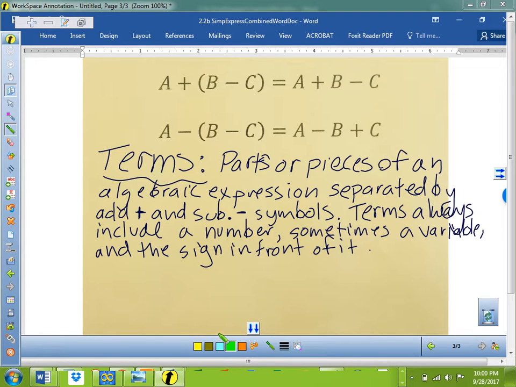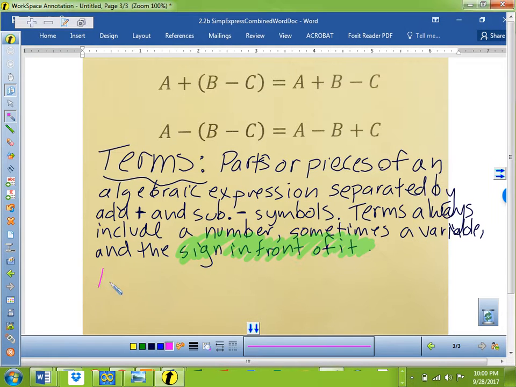Now, I'm going to just highlight this part right here because this is super important. This seems to be where most students get hung up, that terms are parts and pieces of algebraic expressions and equations. They include the sign in front of it and all the rest of this stuff. We'll talk about what that means in a minute.